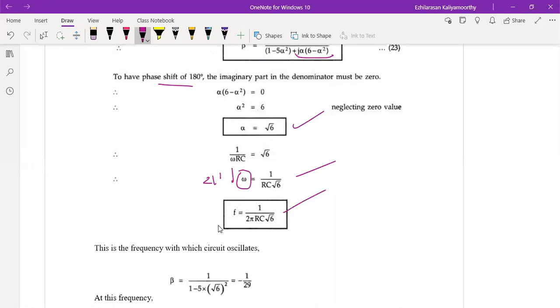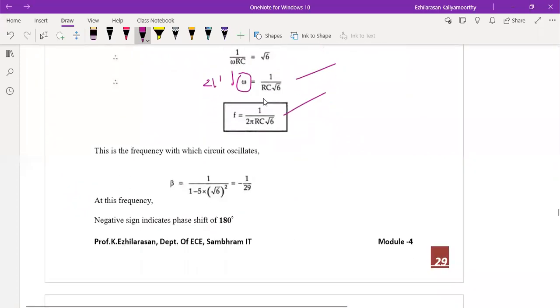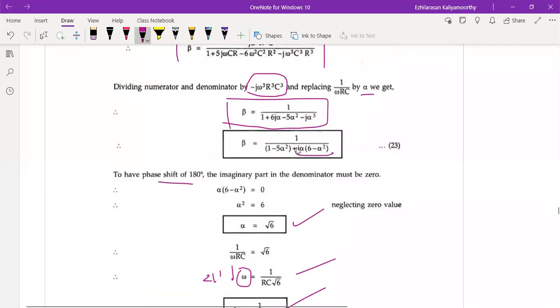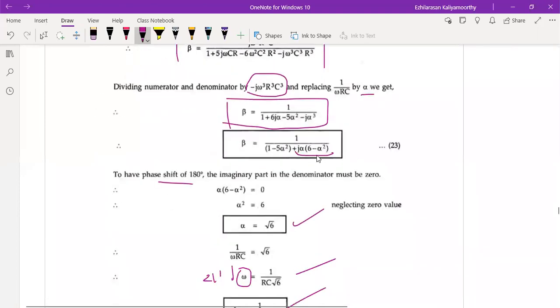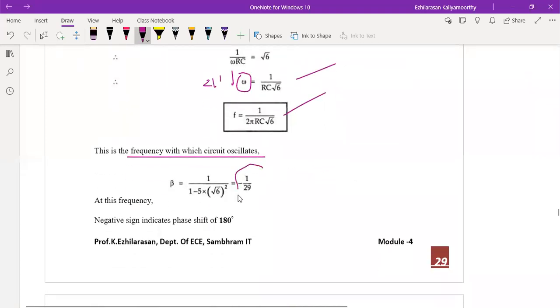This is the frequency of oscillation the RC phase shift oscillator will generate: 1 by 2 pi RC into root 6. Now, what about the beta value? Beta is equal to 1 by (1 minus 5 into root 6 square), because alpha is root 6, which gives minus 1 by 29. At this frequency, the negative sign indicates the phase shift of 180 degrees. So we can say beta is equal to minus 1 by 29.